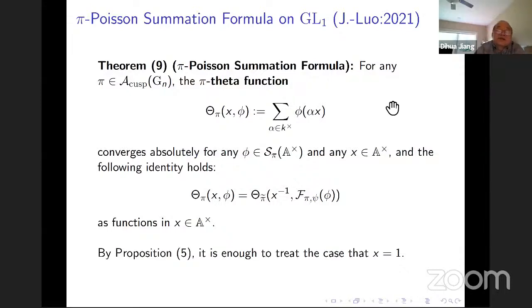Okay, so now let's talk about the Poisson summation formula for this. So you take this, and we show that this is convergent. And by the way, for this moment, we take pi as cuspidal. If non-cuspidal, probably this is not the right distribution. And then we show that the Poisson summation in this setting holds, but as a function, or the theta function, of the idele group.